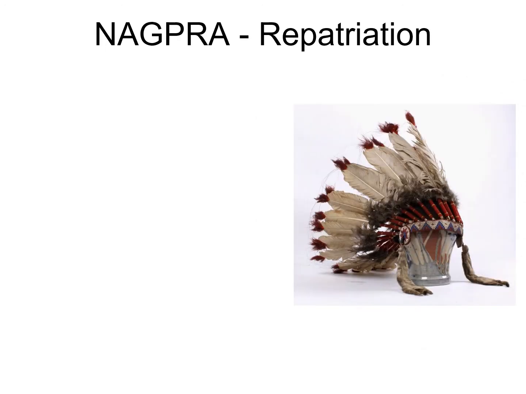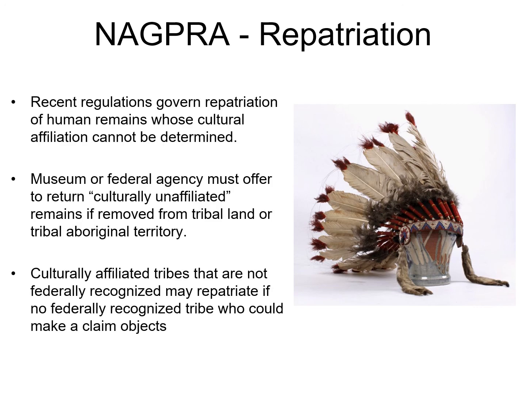And to get close to wrapping things up here, just to cover the last part of the process, which is repatriation. Recent regulations govern repatriation of human remains whose cultural affiliation cannot be determined, right? The museum or federal agency must offer to return culturally unaffiliated items or remains if removed from tribal land or tribal aboriginal territory. So this means that even if they can't prove direct association with the culture, if it was found in the same area the culture lived historically, then they need to repatriate them.